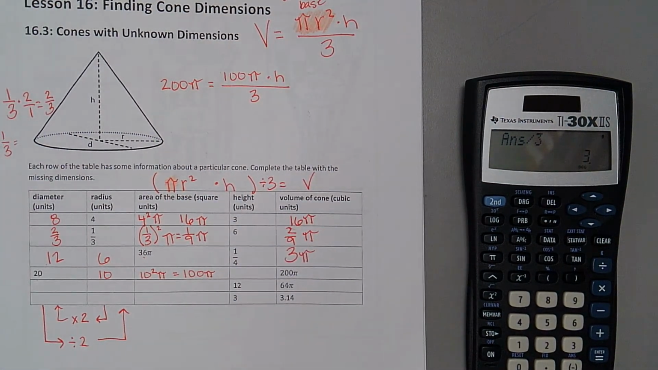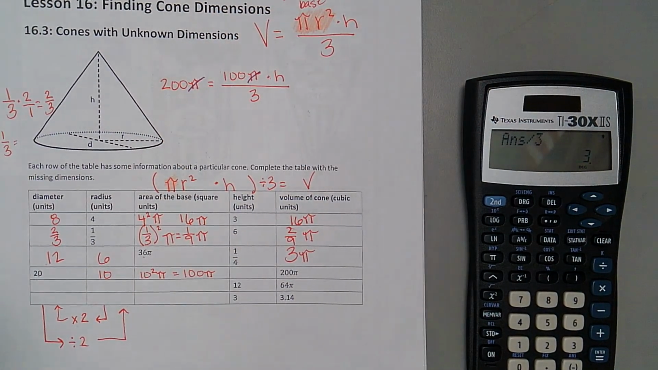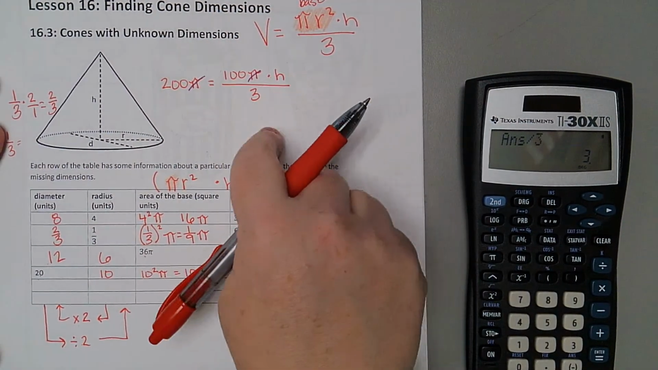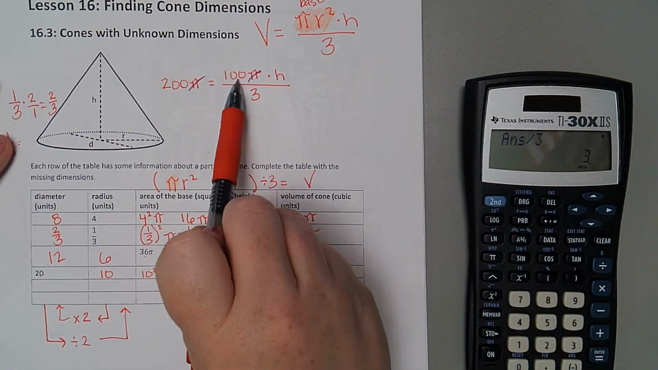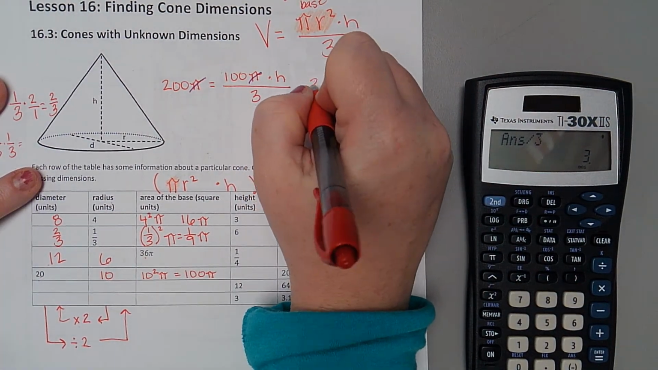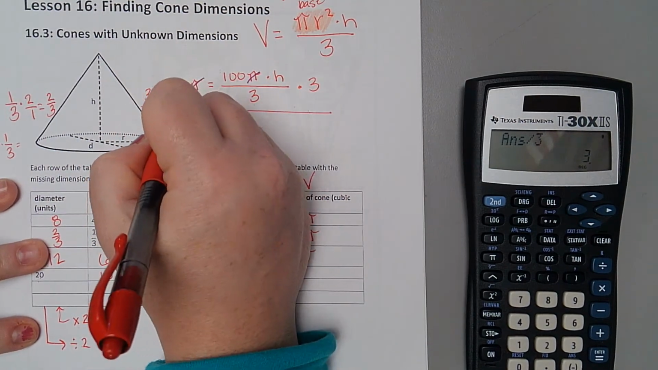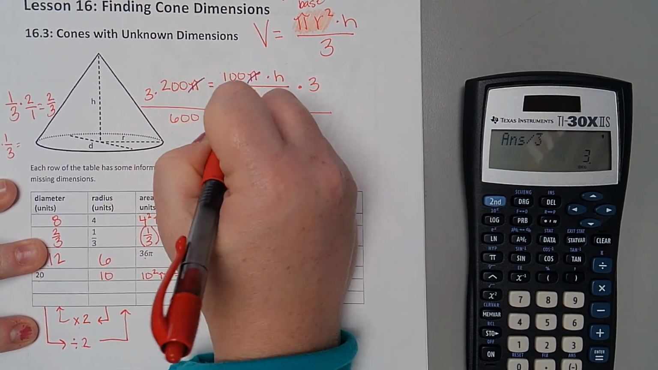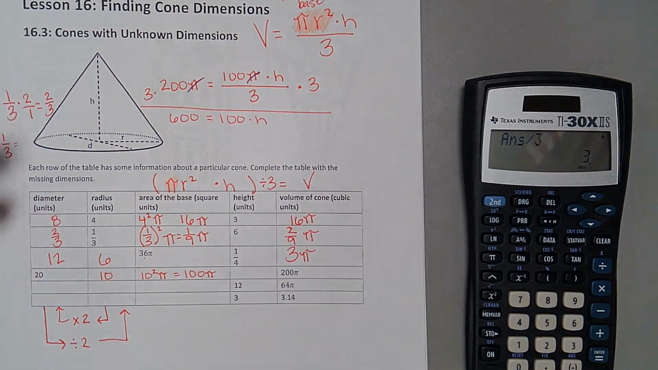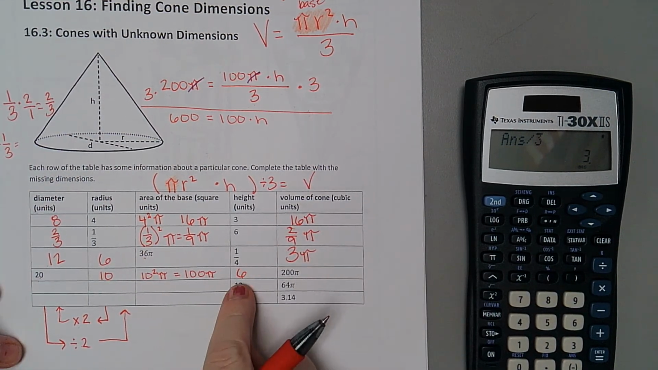So something that's the same on both sides that we can take away is pi. You can do minus pi on each side and they go away. Then we need to figure out how to get rid of everything else. So we have 100 times h divided by 3. What's the opposite of dividing by 3 when solving an equation? It would be to multiply by 3. 200 times 3 is 600, and that equals 100 times h. 100 times what is 600? Well, 100 times 6 would give us 600.